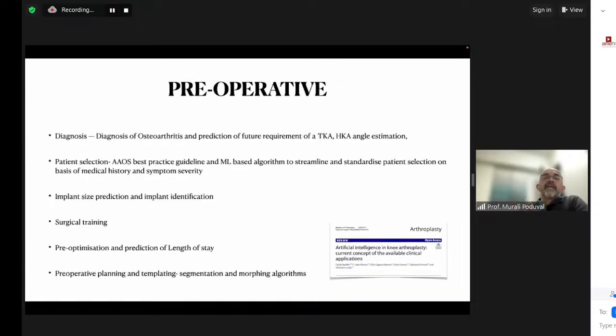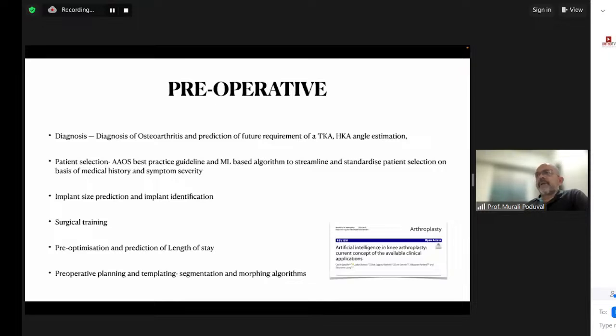In the preoperative area, one of the most important areas has been to diagnose osteoarthritis. Now, you might wonder why we need to diagnose osteoarthritis when you can easily make it out on a standard X-ray, but there is a lot of work, and I myself have a paper on the subject of using deep learning algorithms in diagnosing OA and classifying OA. And also there is the prediction of future requirement of a TKA from an X-ray analysis.